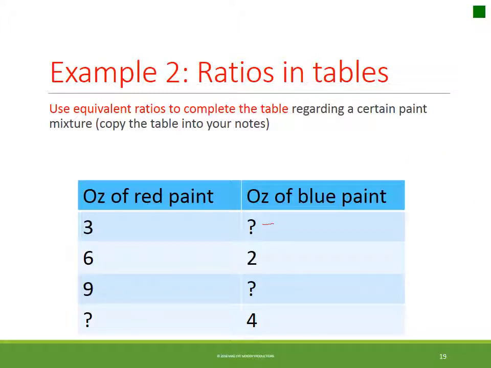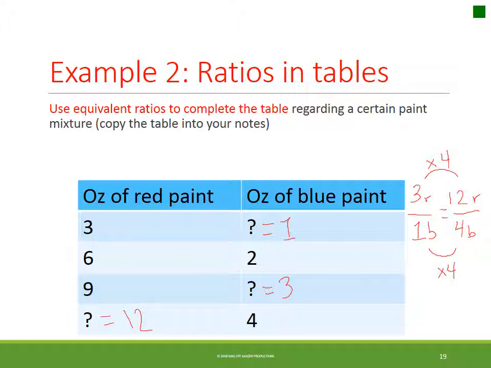So then the final missing equivalent fraction is the last line. I know it has to simplify to the same unit rate, 3 red for 1 blue, and I know that I'm going to have 4 blue. So how many red am I going to have? Well, 1 times 4 is 4, which means 3 times 4 is going to be 12. The other way I could ask that is, what can I divide by 4 to get 3? Well, 12 divided by 4 is 3. So now I have completed my table using equivalent ratios and unit rates.